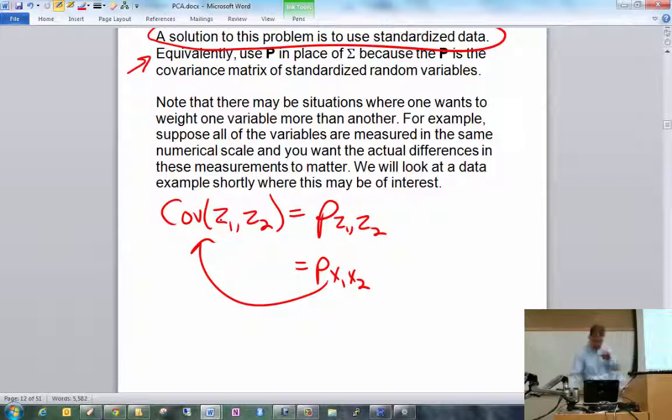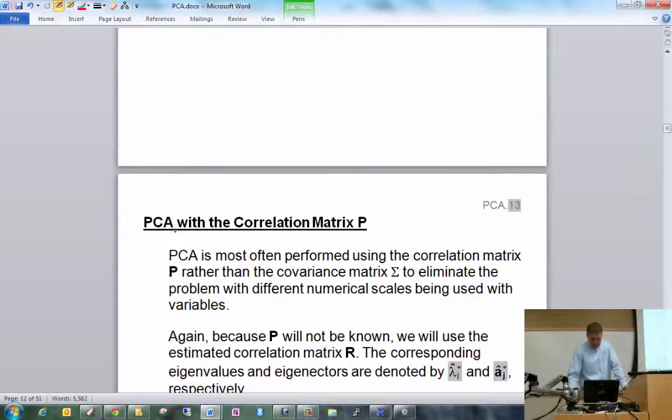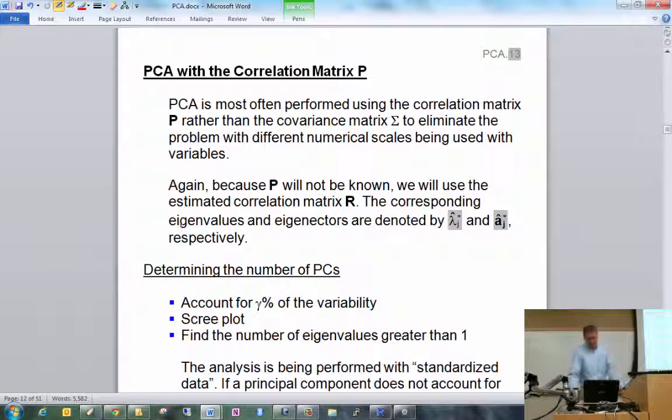Okay, so page 13 then. So, principal component analysis is most often applied to the correlation matrix, not the covariance matrix of the original variables that you have. Again, the correlation matrix, P, will generally not be known. So replace P with R, the estimated correlation matrix.